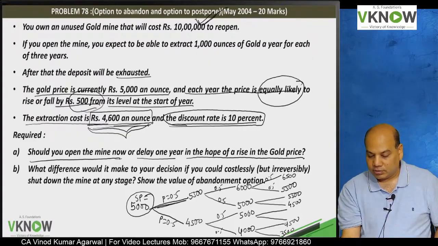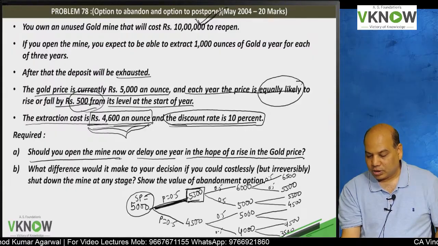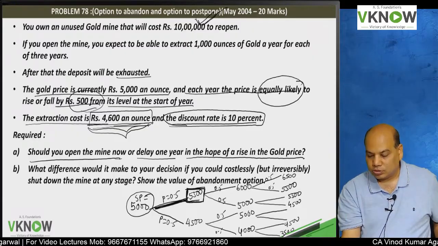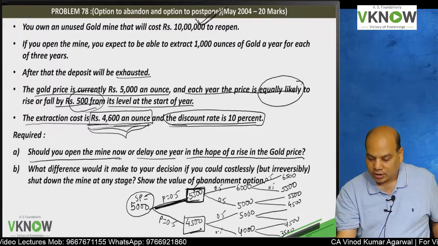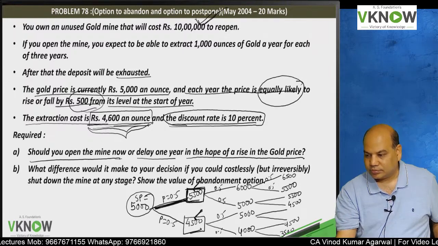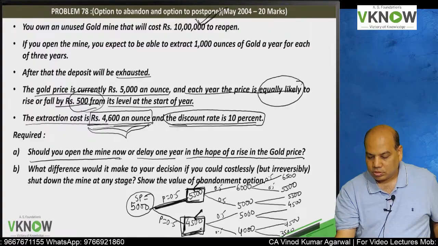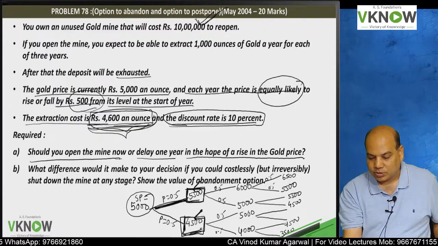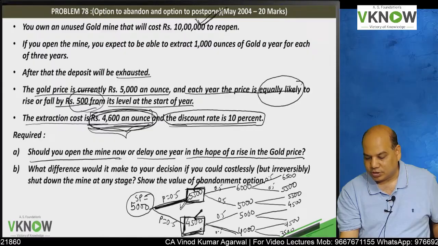But if you wait for 1 year, you will have more clarity. After 1 year you will get to know whether the gold price is 5500 or 4500, because if you wait for 1 year you will reach either one or the other. If you reach 4500, whether you will open the mine or not, your cost of extraction is 4600, so you will have to check. And if it is 5500, it is very high compared to the cost of extraction.